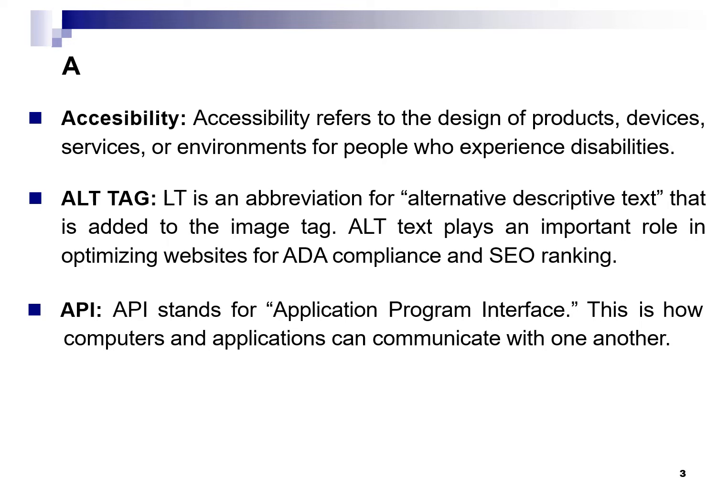A. Accessibility. Accessibility refers to the design of products, devices, services, or environments for people who experience disabilities. Alt tag is an abbreviation for alternative descriptive text that is added to the image tag. Alt tag text plays an important role in optimizing websites for ADA compliance and SEO rankings. API stands for Application Program Interface. This is how computers and applications can communicate with one another.